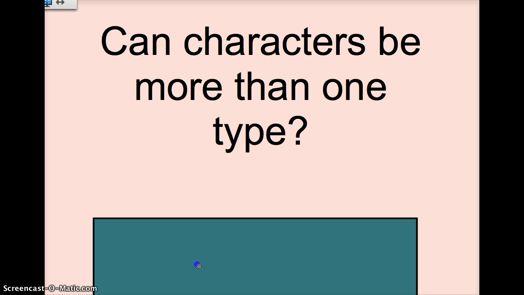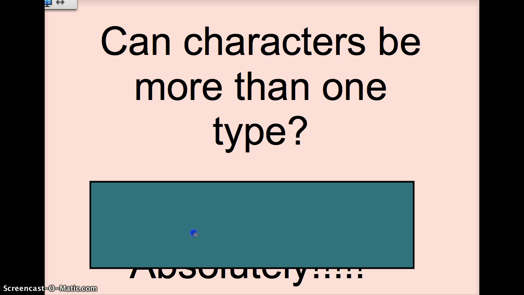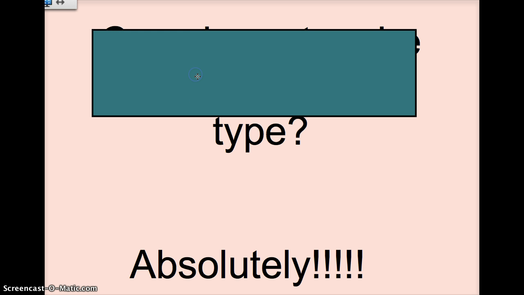Can characters be more than one type? Absolutely they can. Let's go back to the Cinderella example. Cinderella is most definitely a dynamic character who changes throughout the story. She's also a well-developed character. We could think of a long list of descriptors for Cinderella. And as we mentioned already, she's a foil character. It just so happens that Cinderella is actually also the protagonist of the story Cinderella. But not every character would be able to be described with so many types and so many roles.